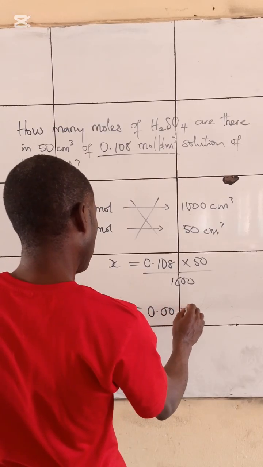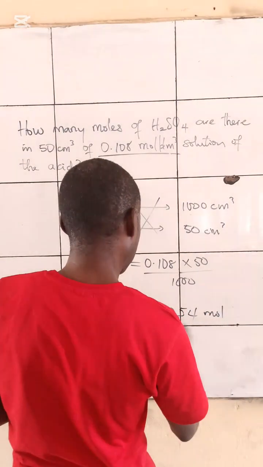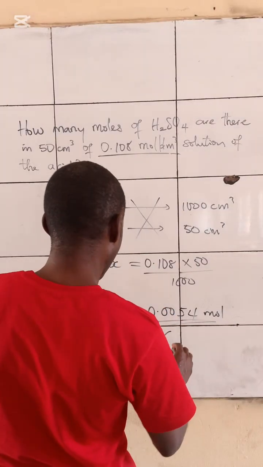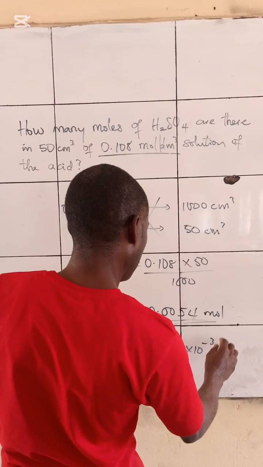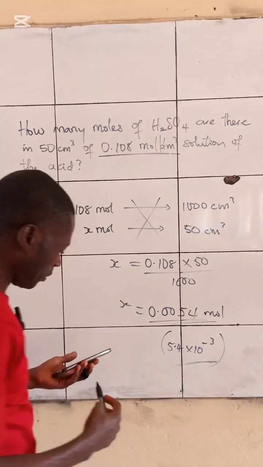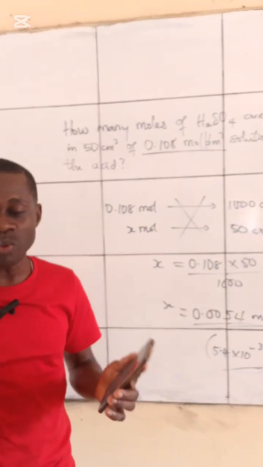That will be 0.0054 moles. Simple. If you want to convert it to standard form, if the options are in standard form, it will be 5.4 times 10 raised to the power minus 3, and that is how simple chemistry can be.